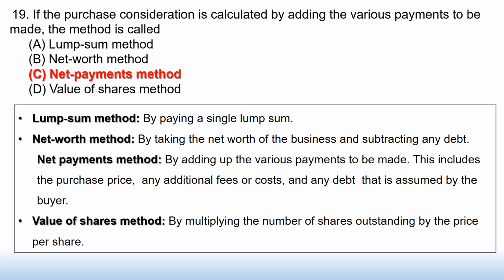Net worth method, it is by taking the net worth of the business and subtracting any debt. Net payments method, it is by adding up the various payments to be made. This includes the purchase price, any additional fees or cost, and any debt that is assumed by the buyer. Value of shares method, by multiplying the number of shares outstanding by the price per share.